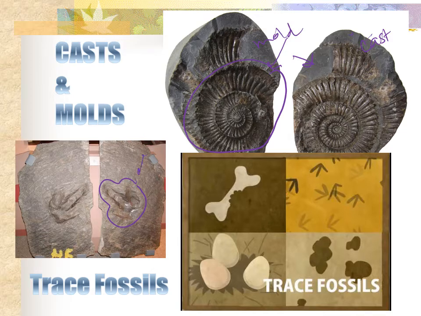It could be footprints, like here, which were also considered a trace fossil. Trace fossils are just traces of life left behind, but not actual body parts. So it could be like bite marks, or tracks, or eggs and nests, or fossilized feces. Definitely not a body part left behind, but it's a trace of what life left behind.